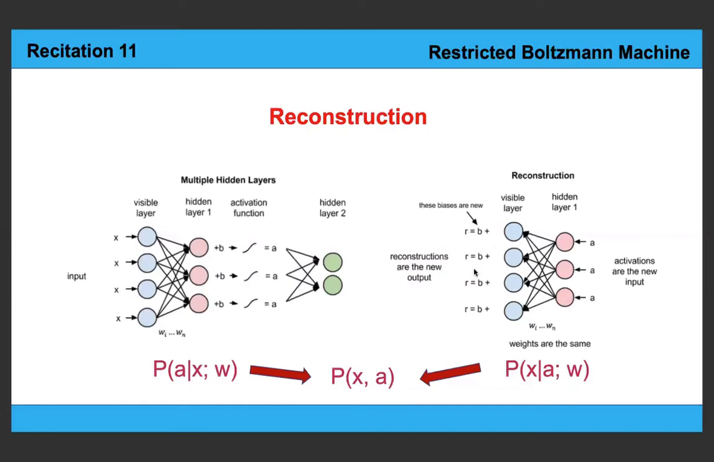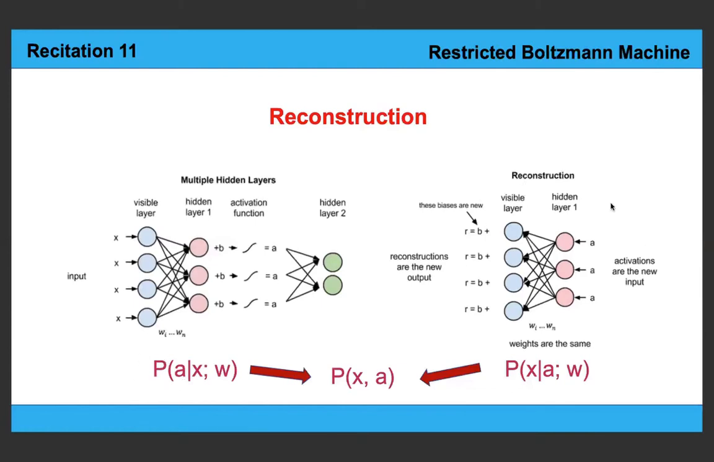And we can see this kind of thing from a probability perspective. The RBM uses the input when it does the forward pass. It uses the input to make predictions about the node activations. So in a conditional probability form, we can see that given x and the weights w, we can get the probability of the activations.